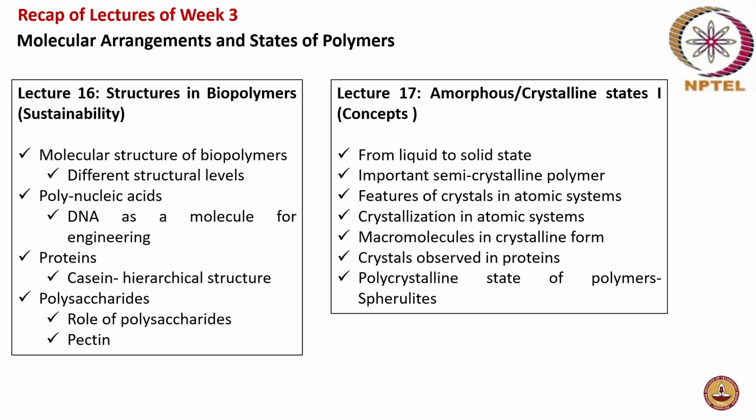So this was on concepts. So the importance of semi-crystalline polymer, the features of crystals in atomic systems, and then crystallization in atomic system was discussed, and then macromolecules in crystalline form was discussed, and then crystals observed in proteins was discussed, polycrystalline state of polymers. So where you start seeing the chain folding and then lamella formation and then spherulites are formed. So these aspects were discussed.